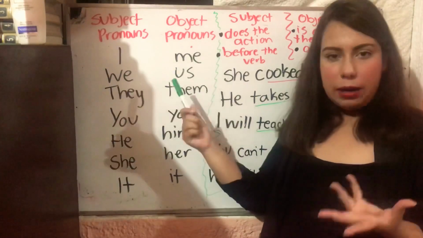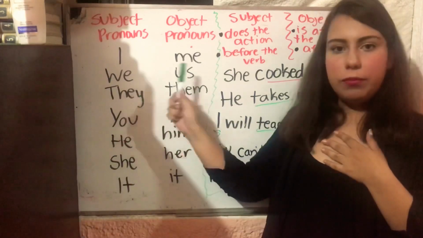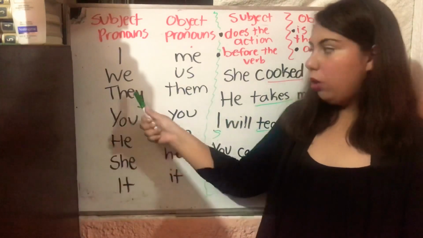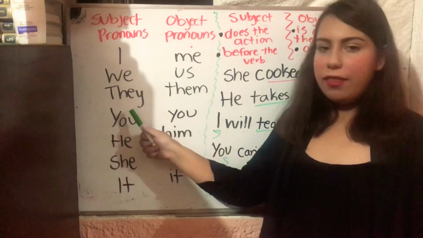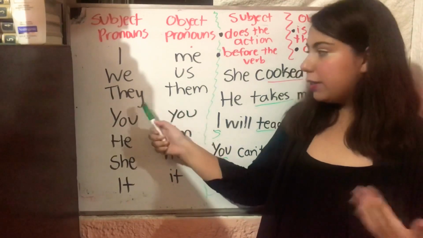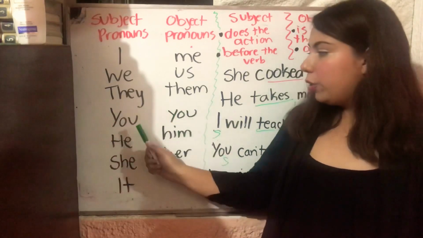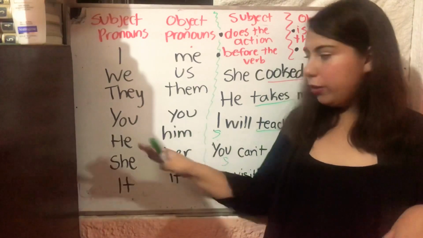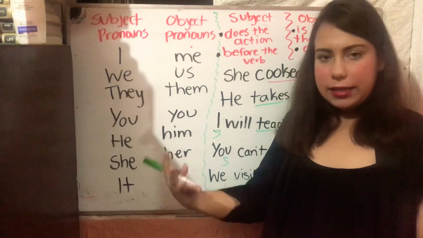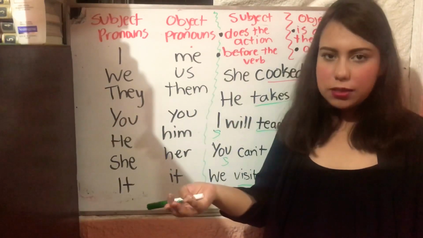Esto es primera persona singular, o sea, yo. We, us. Primera persona plural, o sea, nosotros. They, them. Esta es tercera persona plural, o sea, ellos. You y you es igual. Puede ser singular o puede ser plural y es segunda persona. O sea, puede ser usted, singular, o ustedes, plural.